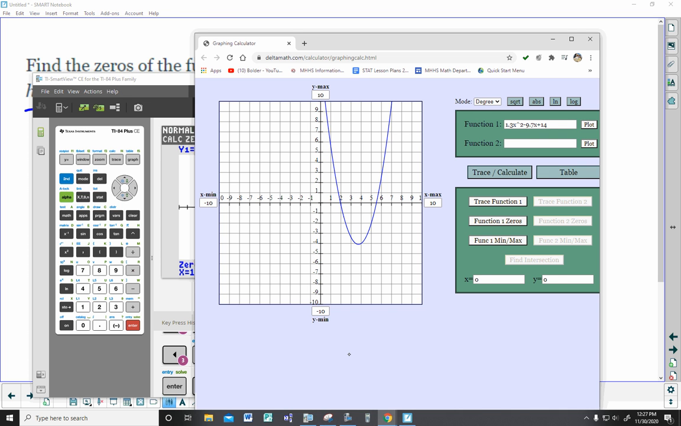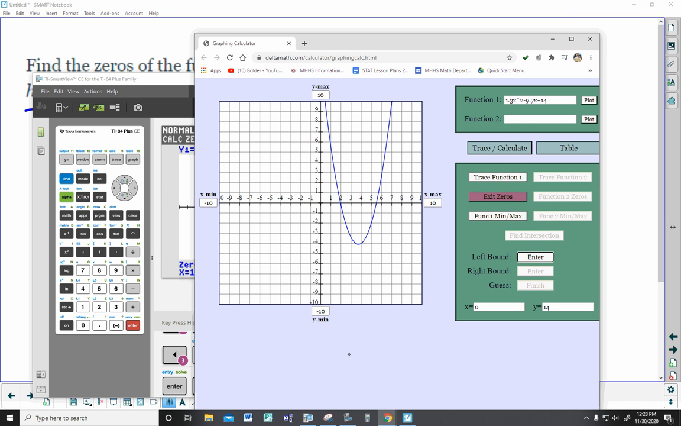Okay? Now, let's say I want to find that left x-intercept. I want to find the zeros of function 1. Fine, I'm going to find the zeros. Now, you have to start by telling it a left bound. So I'm going to focus on the x's. How about 1? And you hit enter for the left bound. Now I'm going to sit for the right bound. How about 3? Hit enter for the right bound.